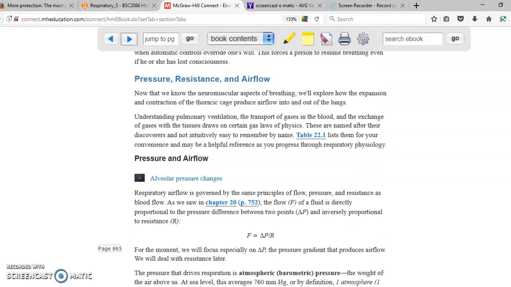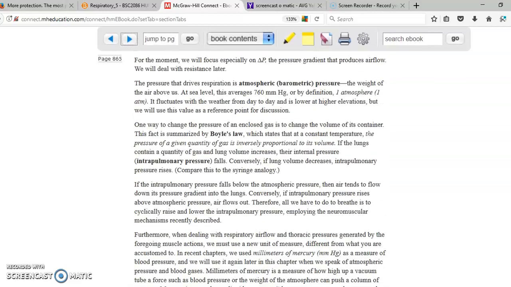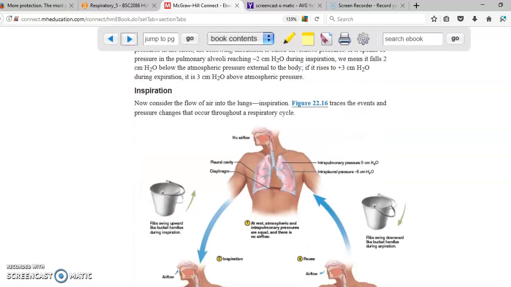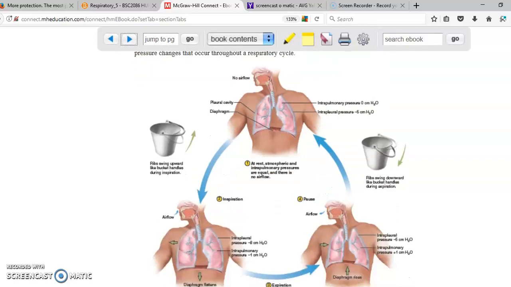Okay, so the next thing is pressure, resistance, and airflow. This is very important because this is going to explain how the air goes inside our lungs and how the air goes outside our lungs. So how do we get the air inside our lungs? Inspiration. If in your lungs and outside your lung there is pressure, the pressure in both places is going to be the same because they have communication between. What happens is when you inhale, your diaphragm goes down. When the diaphragm goes down, the volume in the lungs increases. When the volume in the lungs increases, the pressure of gases decreases.